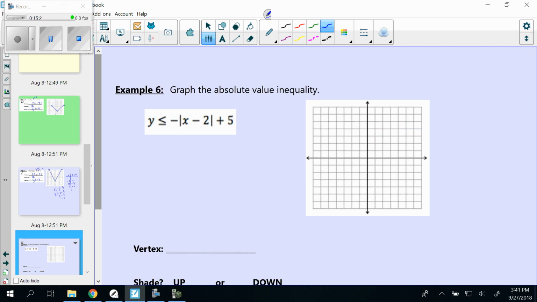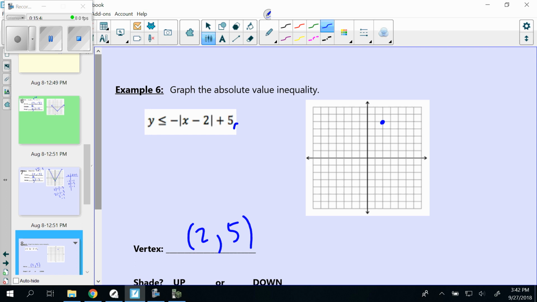Okay, next one. We want to graph this one out. What's the vertex? What makes this 0? Again, if you can't see it, just put it equal to 0 and you can find it out. It's 2, so we have 2 comma, and our y value is going to be 5. So on the graph, let's go find that point. 2, 5 is right there.